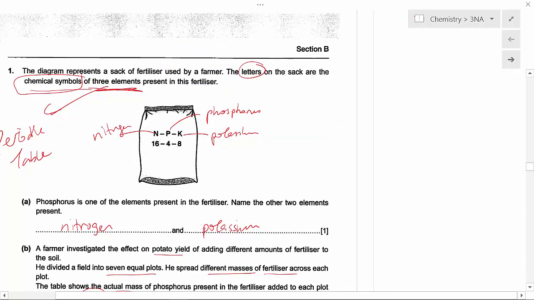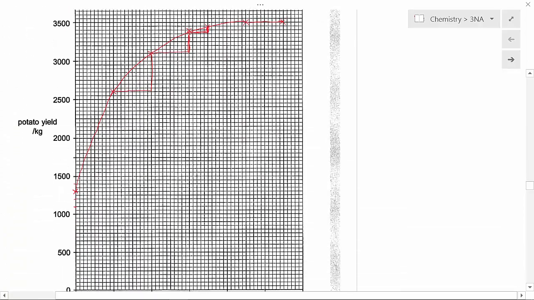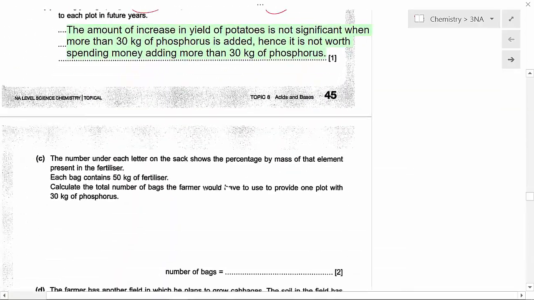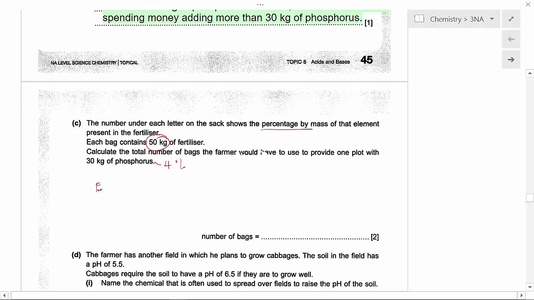Okay, the bag shows 4 below phosphorus. And what is the meaning of 4? The number under each letter shows a percentage by mass of the element present. So in other words, the phosphorus present is actually 4% in the bag. Each bag contains 50 kg and only 4% belongs to phosphorus. So what will be that amount?